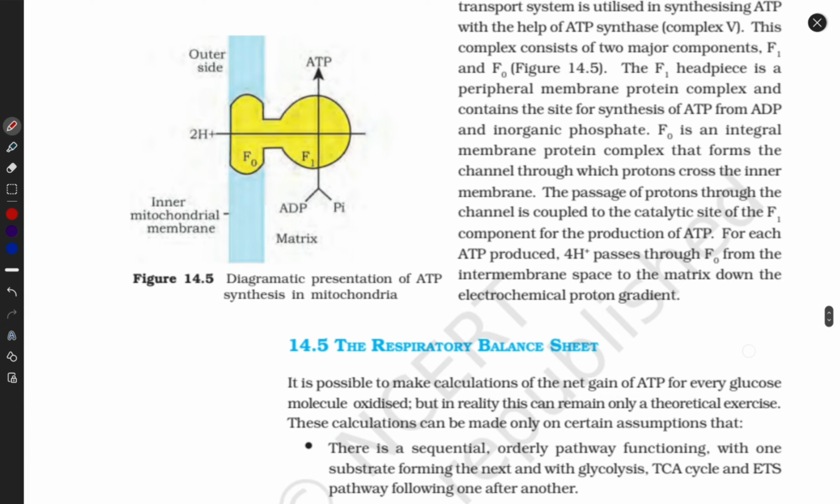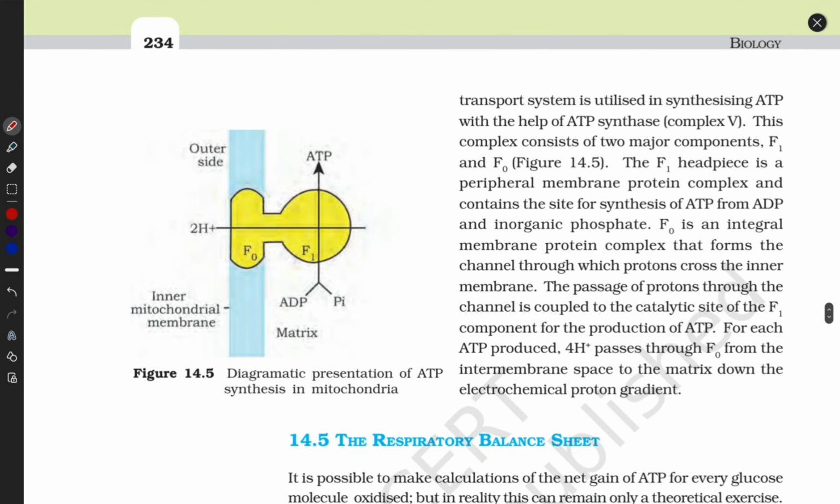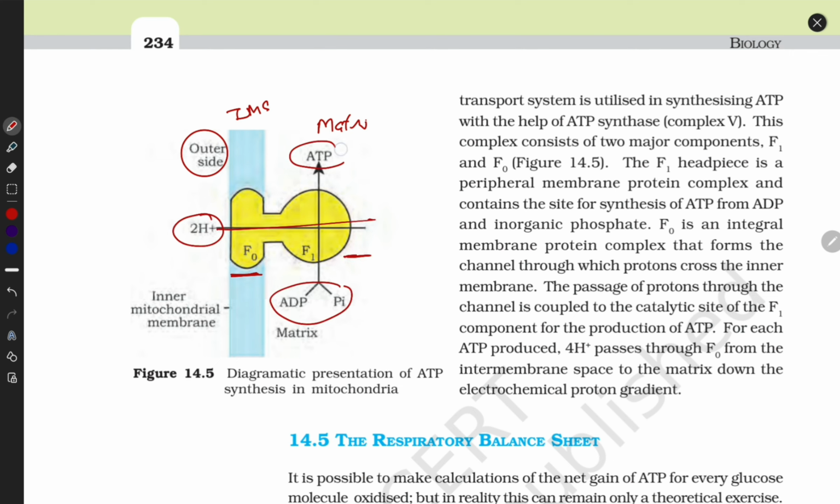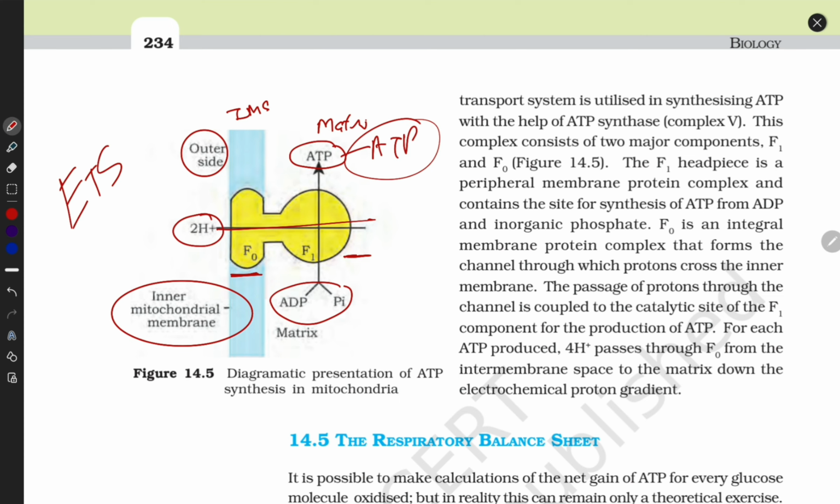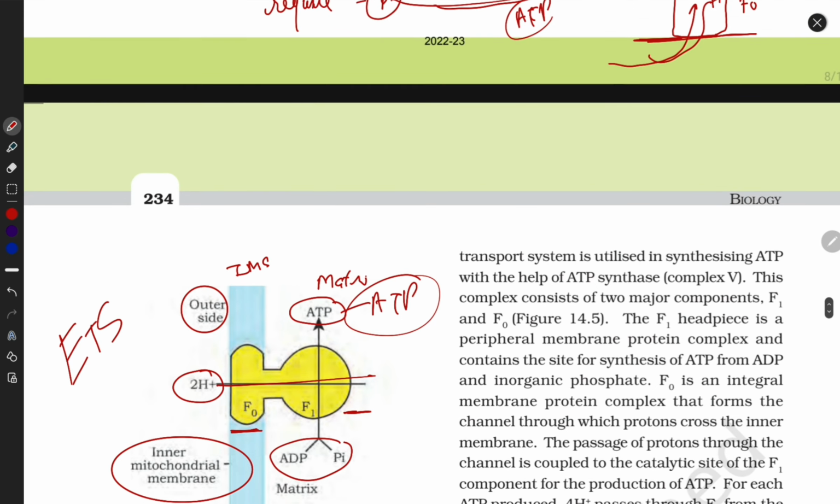Look here, guys. This is the outer side, this is the matrix side, and this is the inner membrane. There is the F0 particle and the F1 particle. Hydrogen ions come, and this formation occurs, so here ATP formation occurs. This is the inner mitochondrial membrane. So that is all about ETS. Clear, guys?